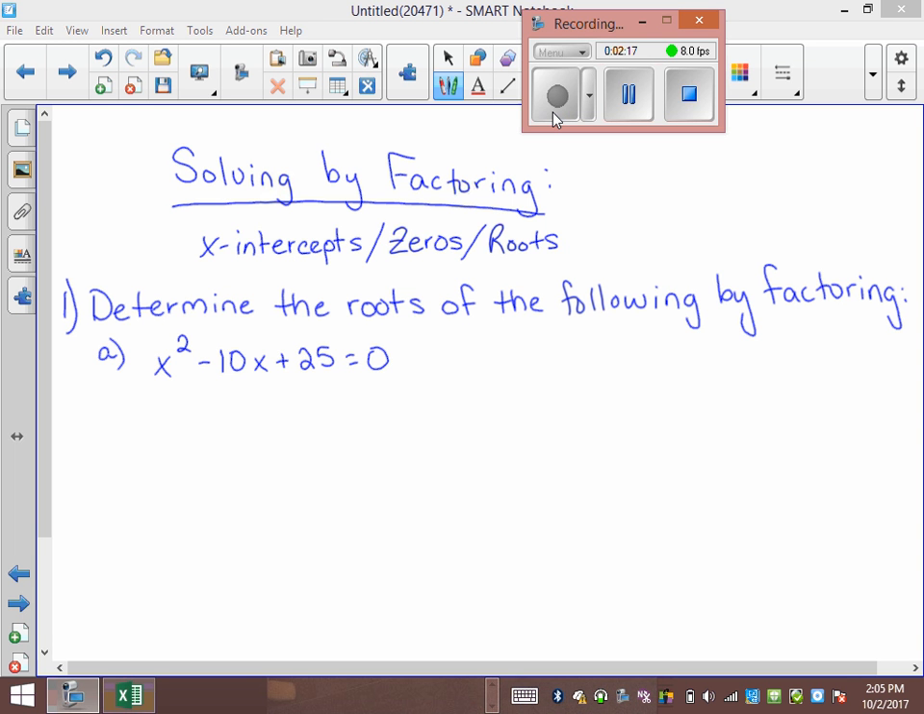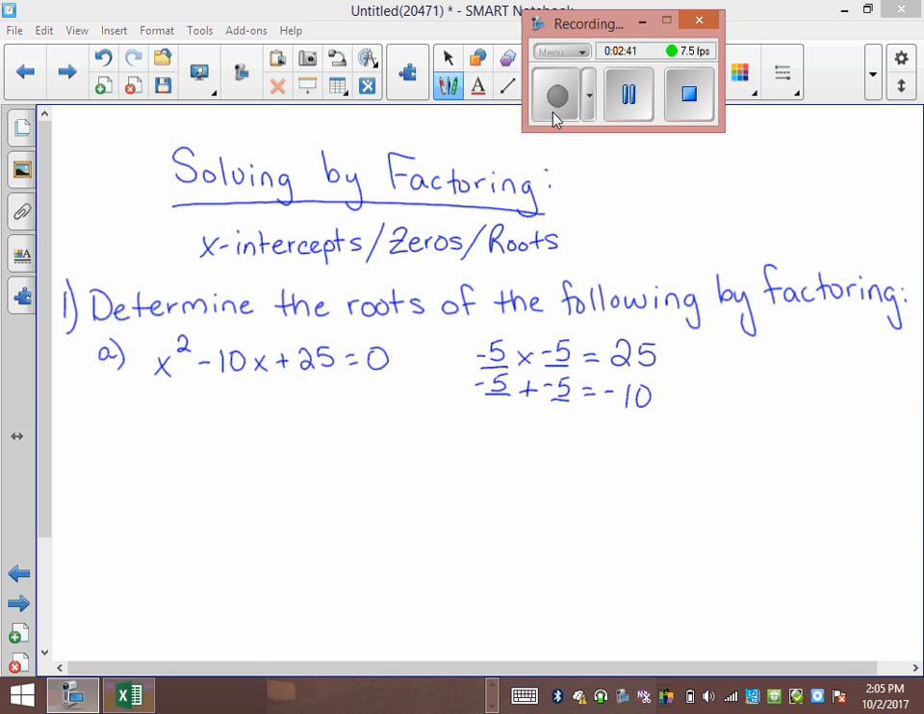So now I factor this. On Friday, we just factored. Now we're going to solve by factoring, so we have an extra step. So what times what equals 1 times 25, 25, and what plus what equals negative 10? Negative 5 and negative 5.